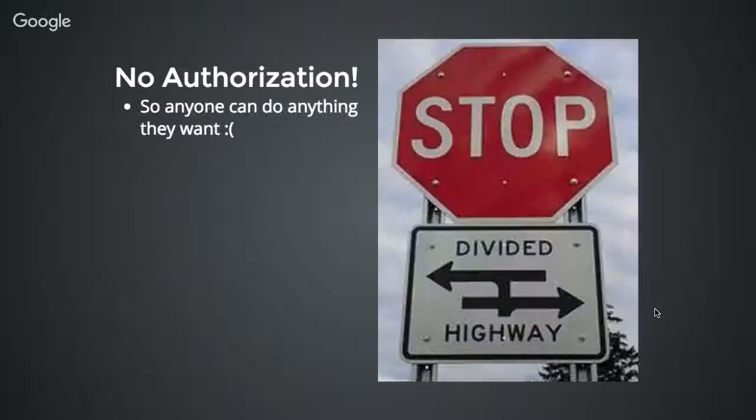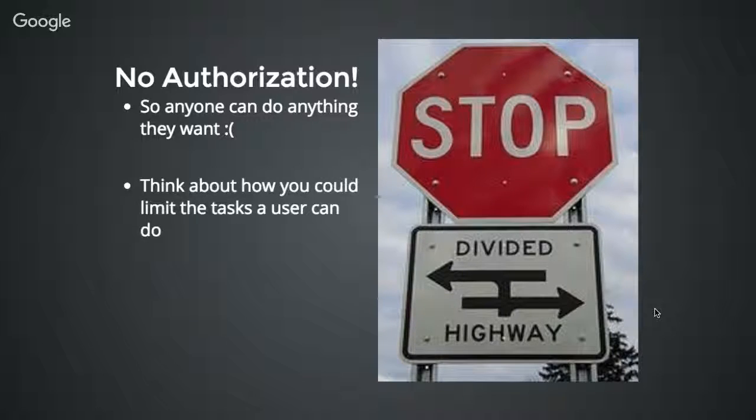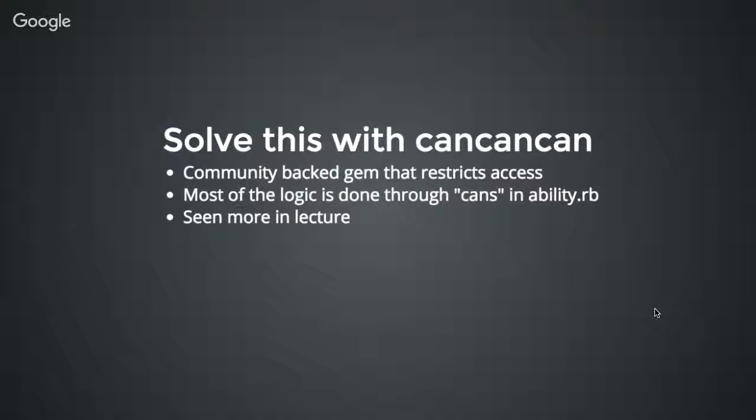But the problem is that there is no authorization in our app. If you remember what Sam left off with, anybody could edit any post, even though they did not own that certain post. What we're going to do today is cover how we add that kind of functionality to our app. The basic tool we're going to use today is something called can. It's a gem that you can just add to your gem file.